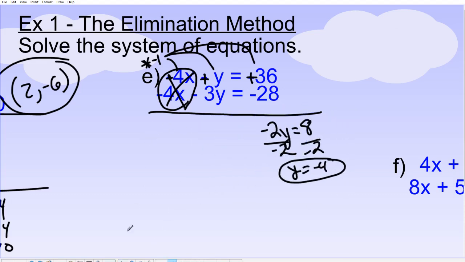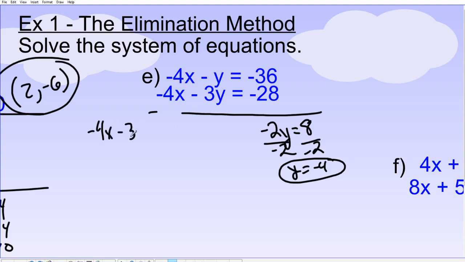To find my x variable, I need to see my problem up here, so I'm going to get rid of some of this junk. I'm going to take my y of negative 4 and plug it into one of my two equations. Doesn't really matter which one, so I'll pick the bottom one. Negative 4x minus 3 times negative 4 equals negative 28. Tons of negatives everywhere.